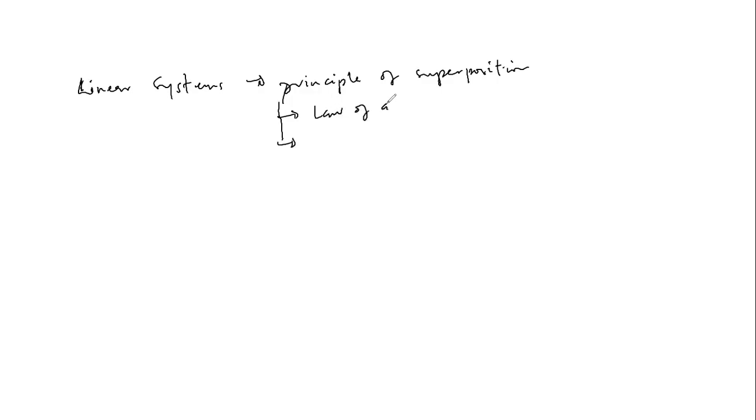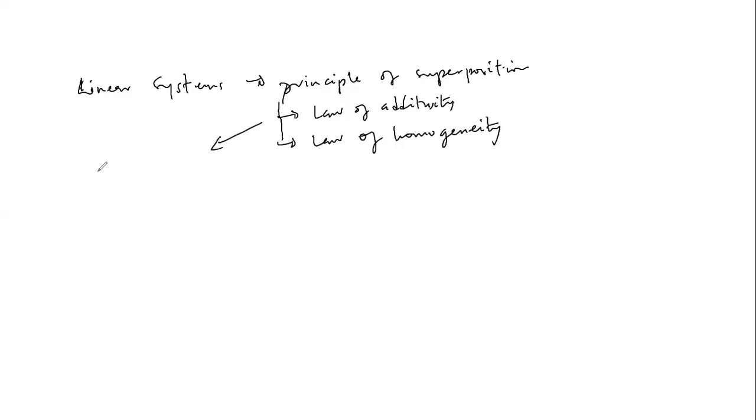Then we have linear systems. So this is a system whose operation is based on the principle of superposition. Okay, principle of superposition. So in other words, it means it obeys two fundamental laws: the law of additivity and the law of homogeneity.